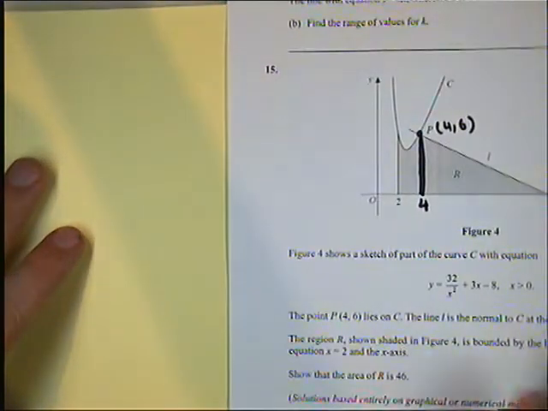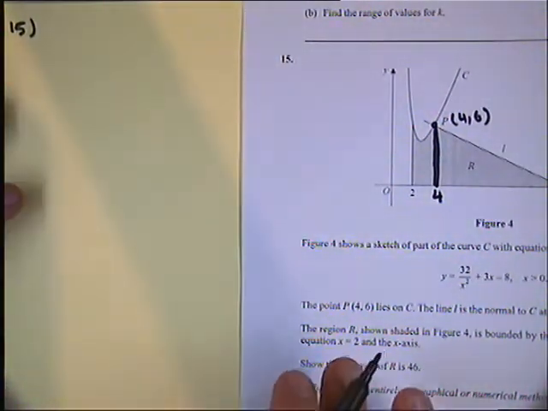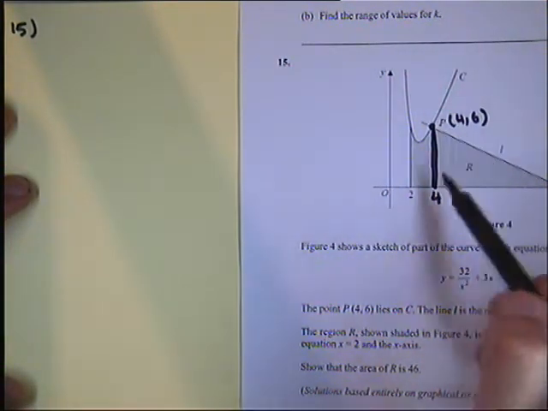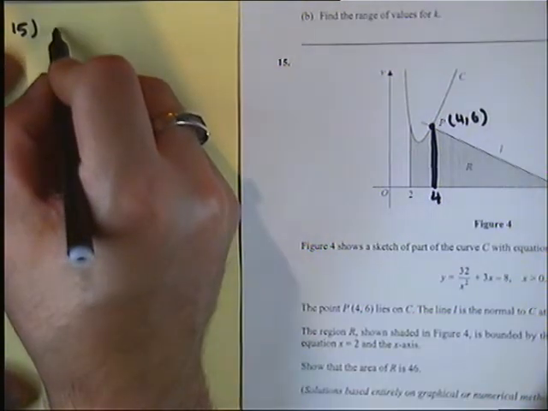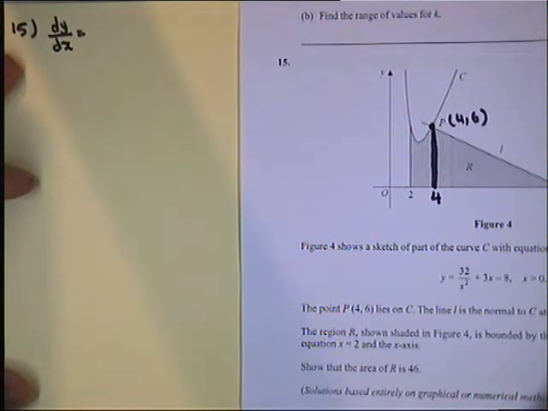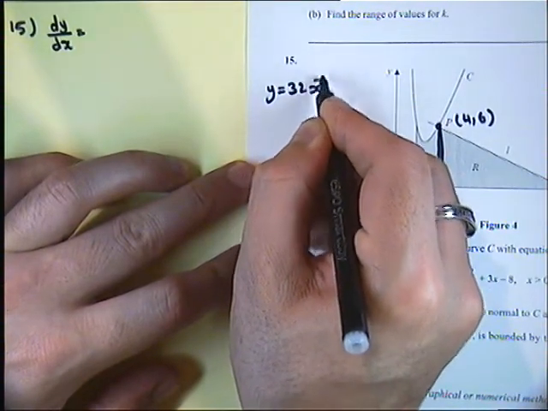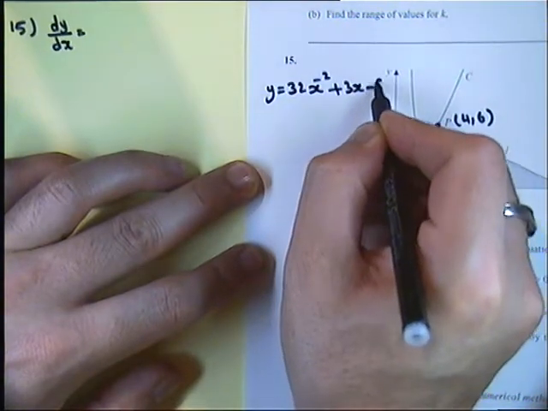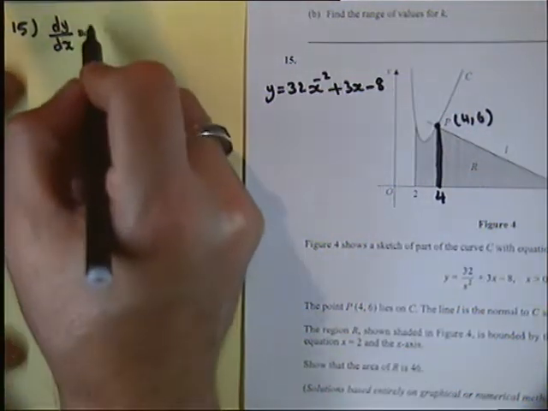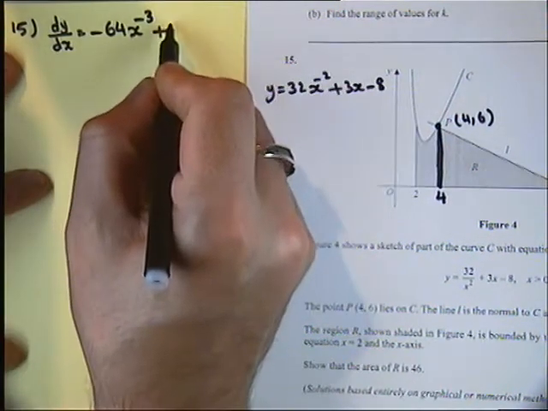If L is normal to the curve, we could work out the equation for L by working out dy over dx of the curve first, and then work out the gradient of the tangent. The negative reciprocal of the gradient of the tangent would be the gradient of the normal. We're going to differentiate y equals 32x to the power of minus 2 plus 3x minus 8, which would be minus 64x to the power of minus 3 plus 3.